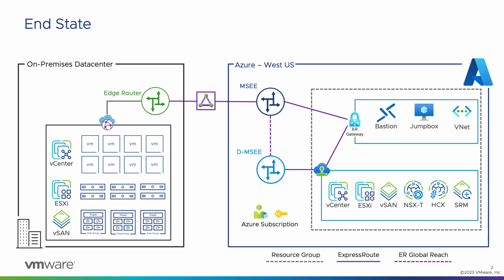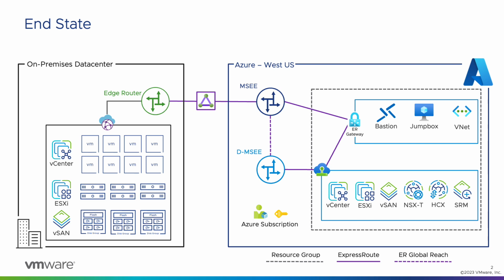So this is what we're going to build towards: an Azure VMware Solution private cloud deployed in the West US region, connected to a VNet with an administrative jump box behind Azure Bastion, and then connected to our on-premises data center through ExpressRoute Global Reach using an existing ExpressRoute connection. We're going to create a new Azure resource group for these resources, and we'll deploy the AVS private cloud in West US. We'll use the VNet Connect feature to create a new VNet and connect AVS into it.